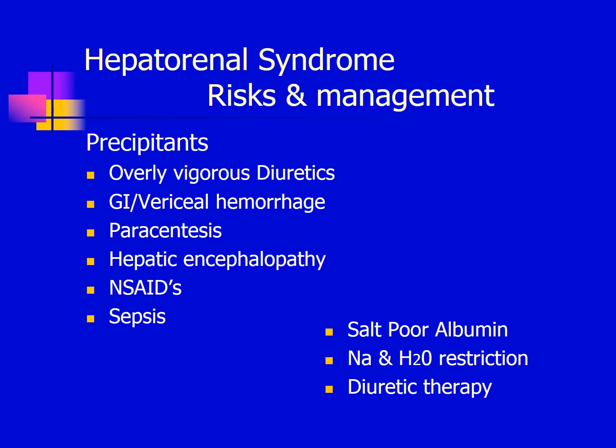So what are the risks and management? Well, precipitants are overly vigorous diuretics, GI and variceal hemorrhage, paracentesis, hepatic encephalopathy, and sepsis. And so what we're going to do, we're going to give them salt poor albumin, restrict sodium and water, and give diuretic therapy.